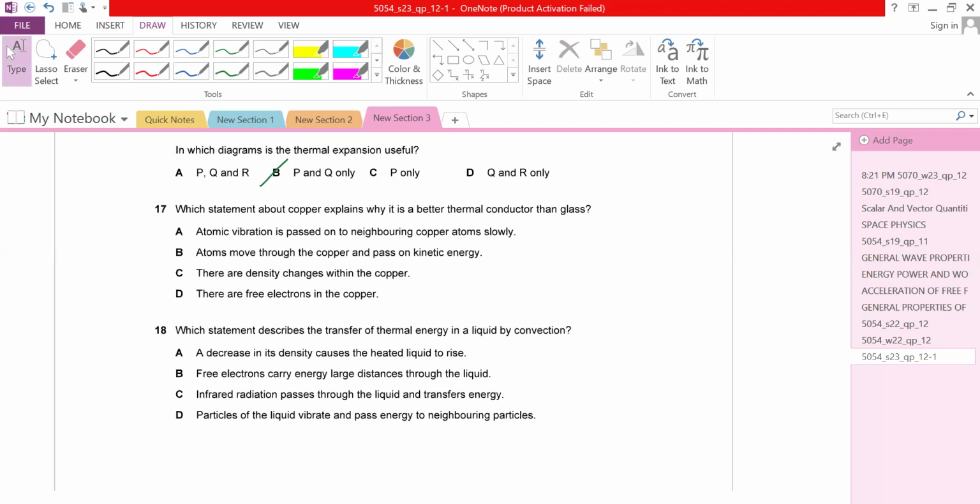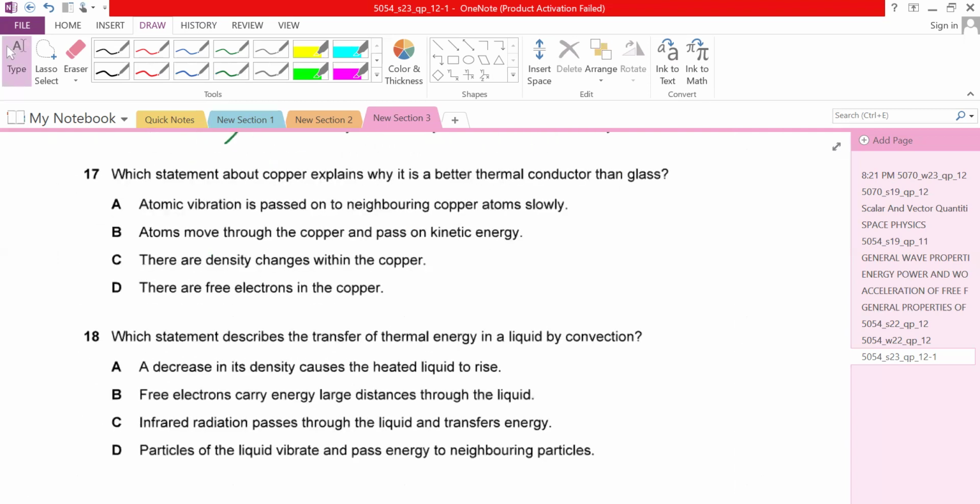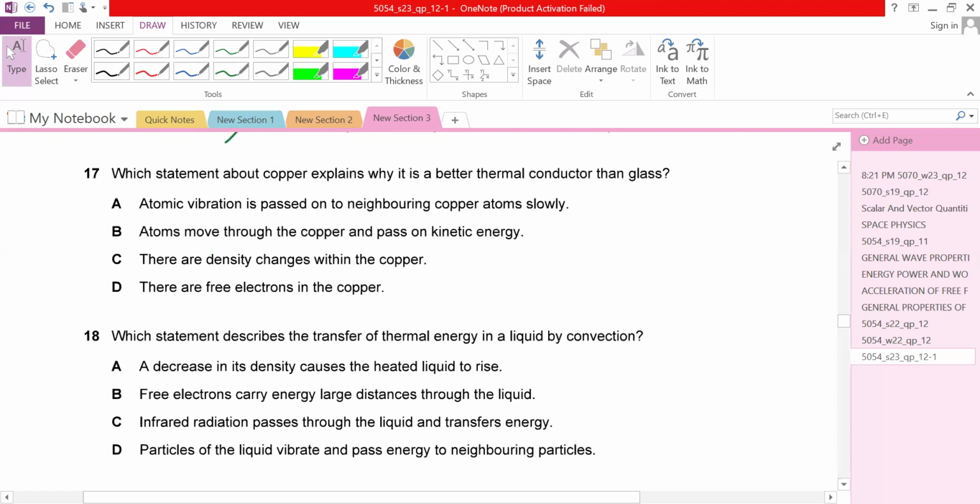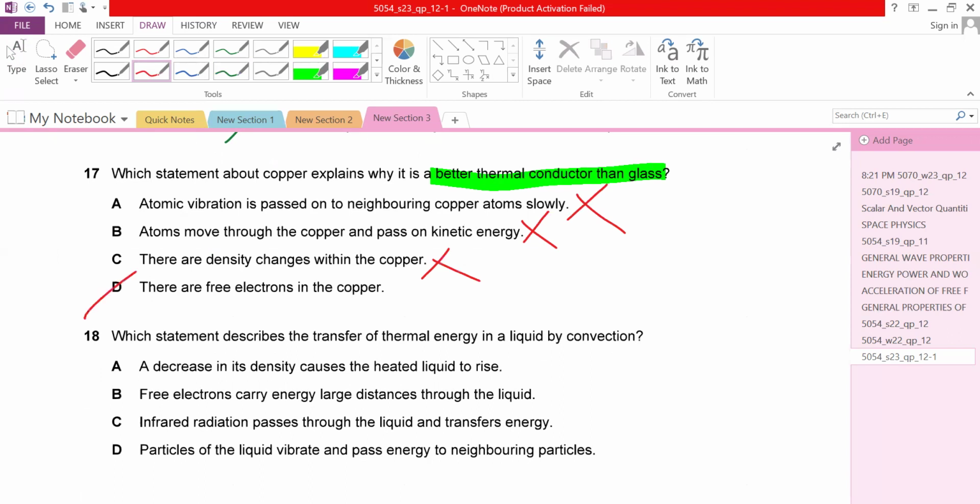Question number 17, which statement about copper explains why it is a better thermal conductor than glass? Okay, atomic vibration is passed on through the neighboring copper atoms slowly? No. Atoms move through the copper and pass on the kinetic energy? No. There are density changes within copper? No. The correct option is option D, that metals, of which one is copper, have free electrons, so they are better conductors than glass.